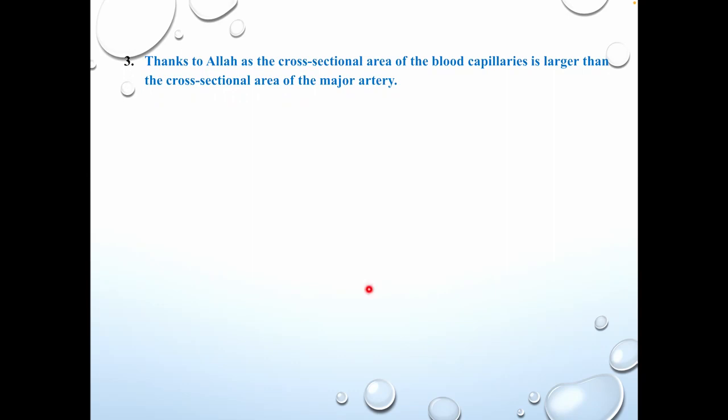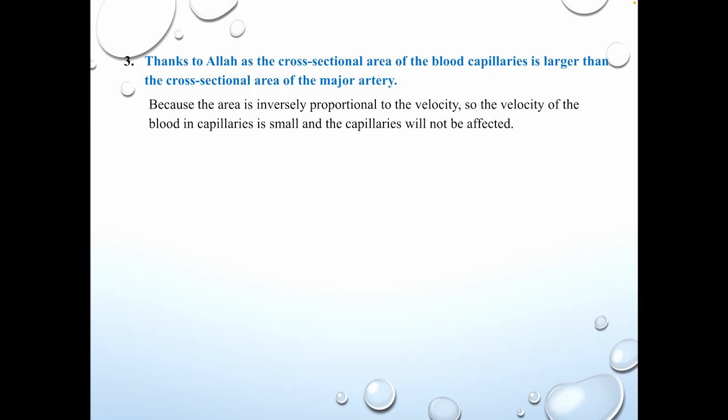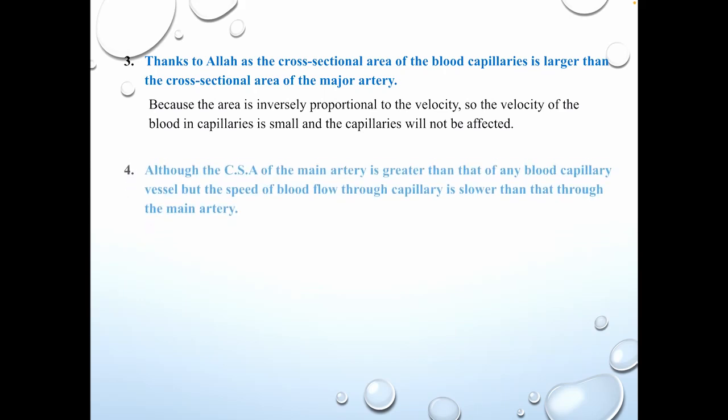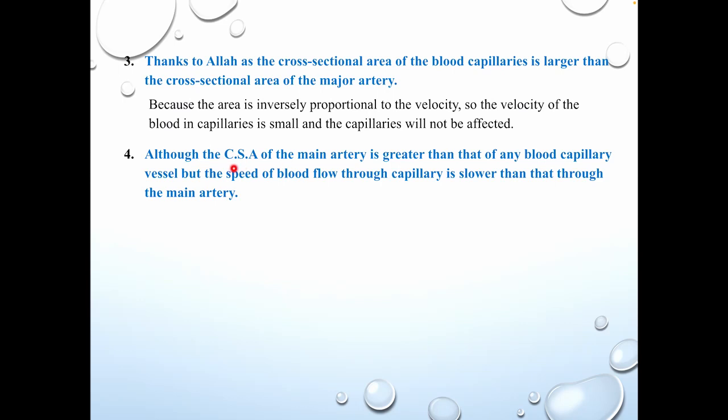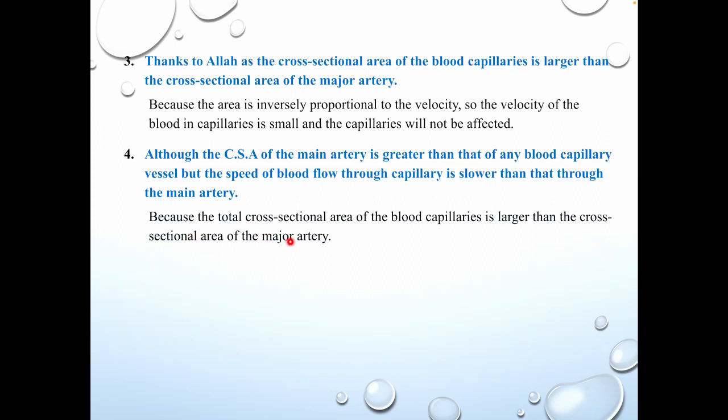Thanks to Allah, as the cross-sectional area of the blood capillaries is larger than the cross-sectional area of the major artery. This is of course the opposite of the previous reason. Because the area is inversely proportional to the velocity, the velocity of blood in capillaries is small and the capillaries will not be affected. Also, the cross-sectional area of the main artery is greater than that of any single blood capillary vessel, but the speed of blood flow through a capillary is slower than through the main artery. The answers are almost the same, but one comes as the opposite of the other. Because the total cross-section area of blood capillaries is larger than the cross-section area of the major artery.